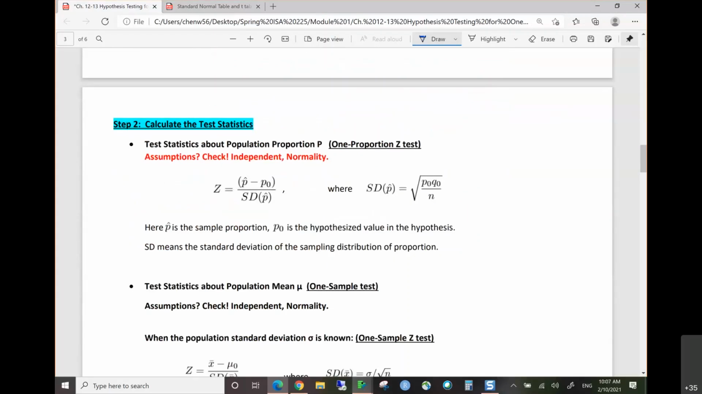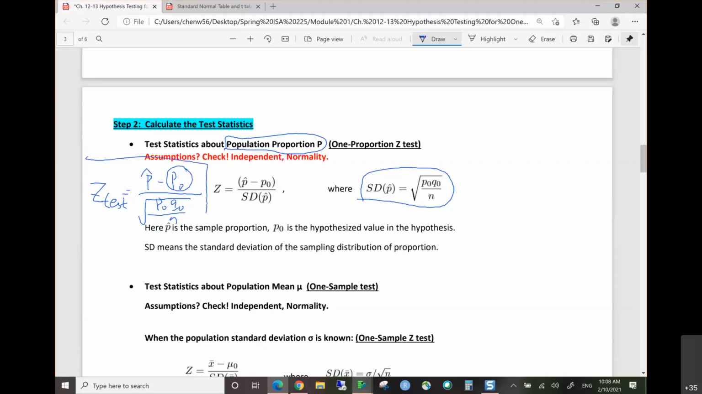If we are testing the population proportion, then we have the z-test statistic, which equals p hat minus p0 over the square root of p0 q0 over n. Right, we call this bottom part the standard deviation of p hat. And here this p0 is our claimed value in our hypothesis. Right, so for the population proportion, it's quite easy. We just have this formula for the test statistic.